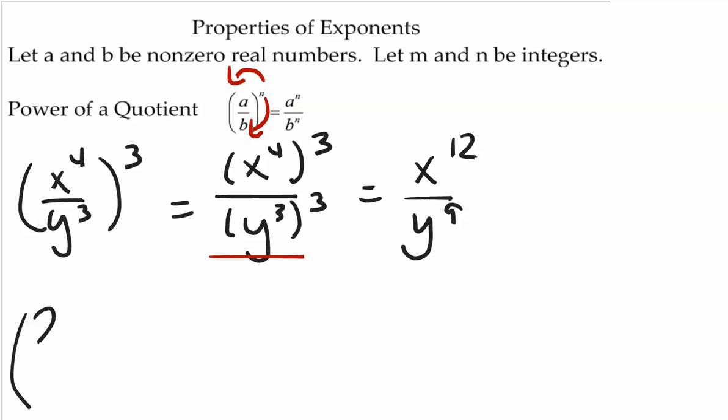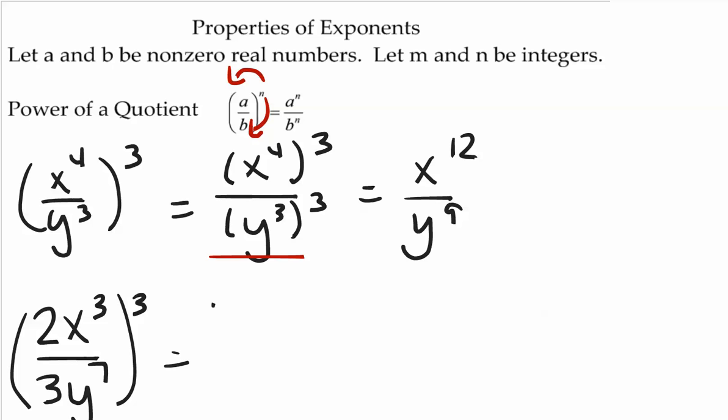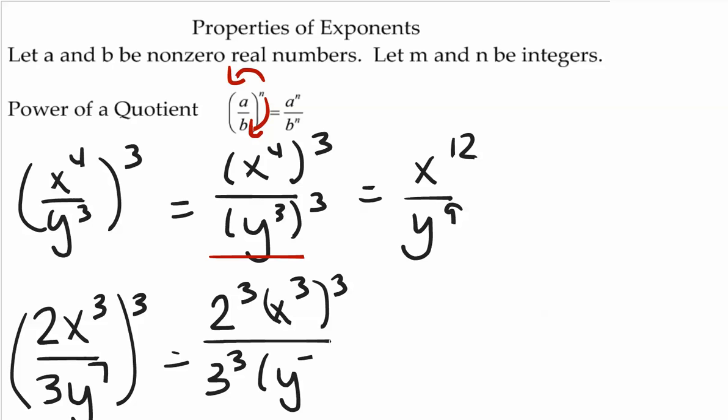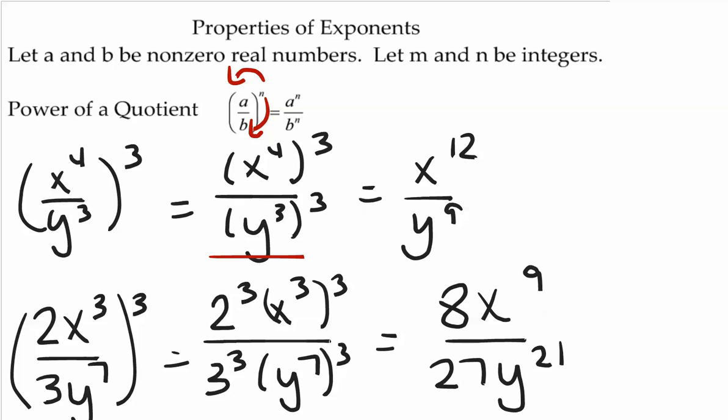Another example, 2x cubed divided by 3y to the 7th. We're going to raise that to the third power. So that's effectively like taking 2 and cubing it, x cubed and cubing it. So it's kind of like we're combining the two properties we just talked about. 3 cubed and y to the 7th and cubing it. Again, you don't have to write that step down. This gives you 8x to the 9th over 27y to the 21st.